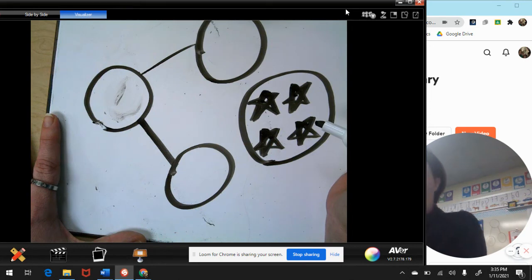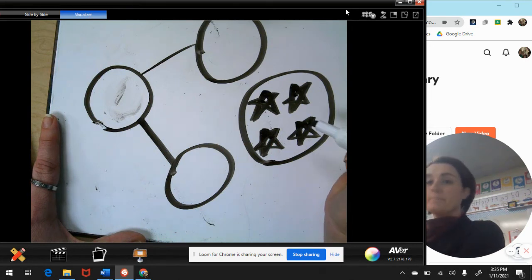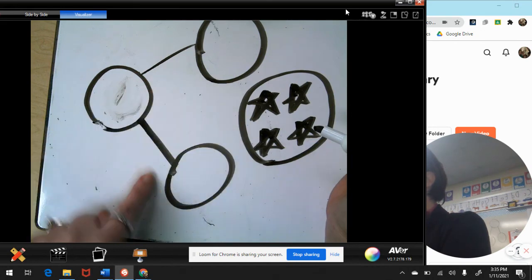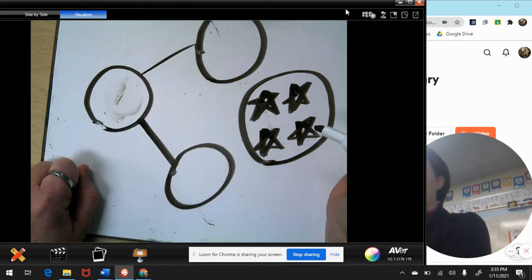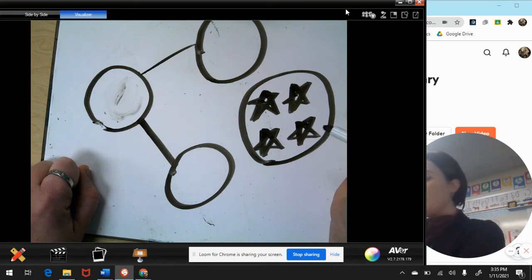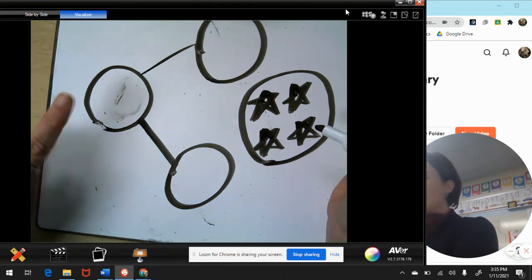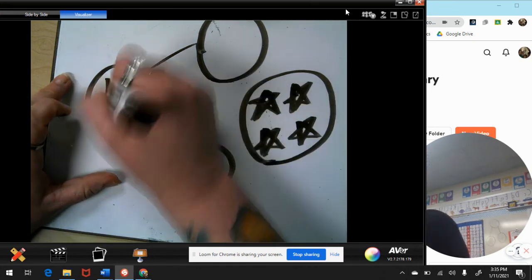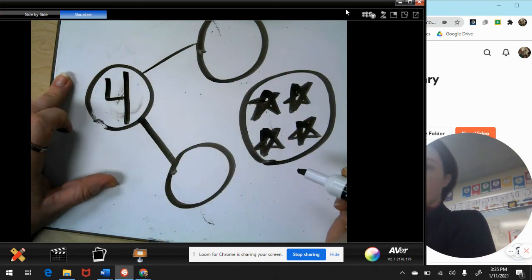But friends, does my number bond look a little bit different? It does, doesn't it? So let's think about this. Where does my whole go? Remember, I said that both lines point to the whole. I'll give you a few seconds to talk about it with your parent or caregiver. Where should I write the whole? Did you guys choose this? Very good. I have 4 stars altogether.